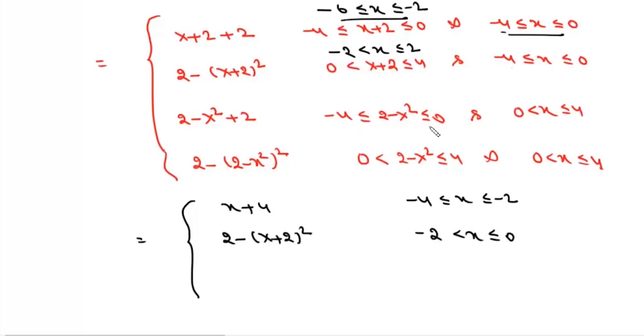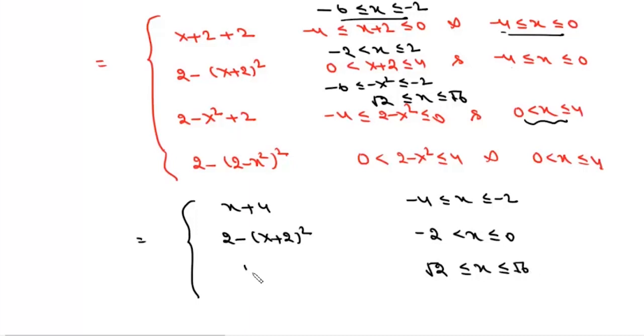Now if we solve this, we can write this as -6 ≤ -x² ≤ -2, or if we multiply by minus and take the square root, x will lie between root 2 and root 6, which lies in this interval. So this condition is that the value of x should lie between root 2 and root 6. In this interval, the value of f(x) is 4 - x².